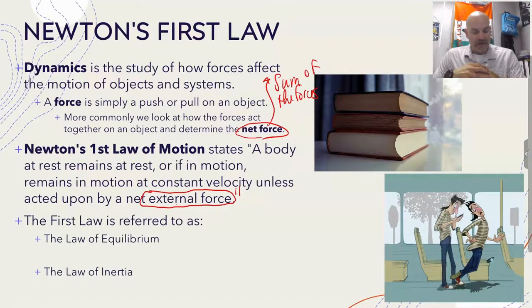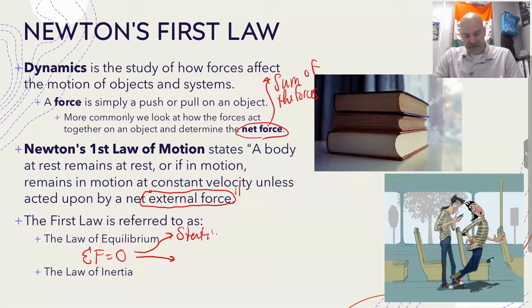Now, the first law is referred to one of two ways, right? First thing, we call it the law of equilibrium. What that means is the sum of the forces acting on the object is going to be zero. And the way we look at it, there are two states of equilibrium. There's static equilibrium, where the object is at rest.